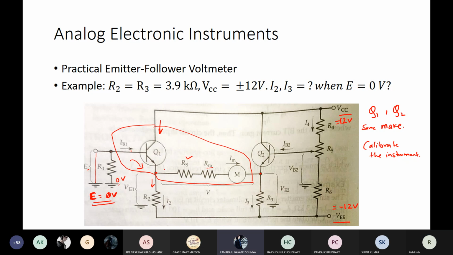Minus 0.7. Minus 0.7 volts. Now, how much is the voltage across R2? VEE minus 0.7. No, the current is flowing in this direction, so this is positive, this is negative. Yes, sir, VE minus 0.7. Are you sure? It will be minus 0.7 minus VEE, right? Correct. You should go that way. So what will be the voltage drop across R2?